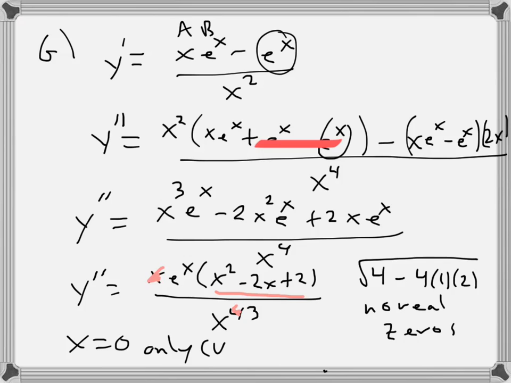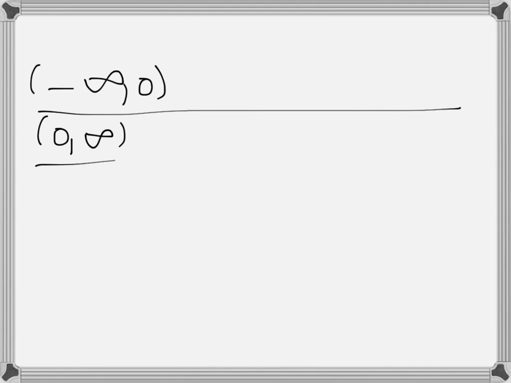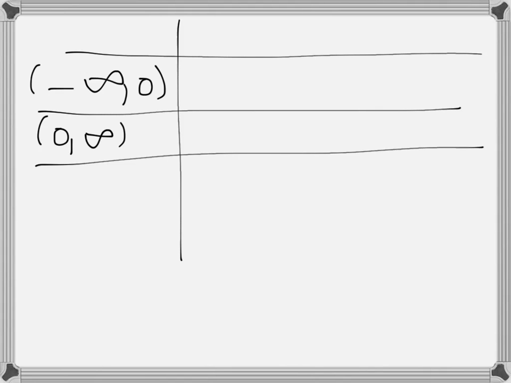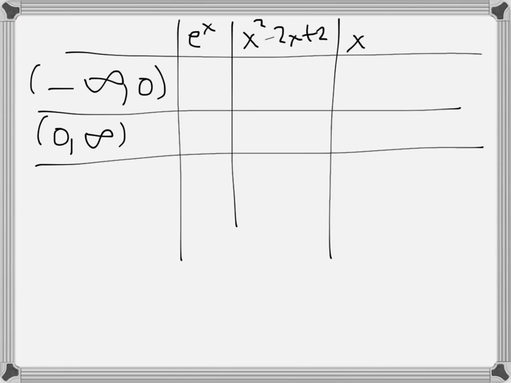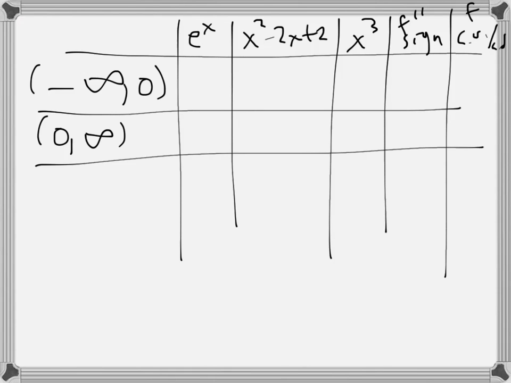So now I need to make a sign chart. So let's go ahead and do that. It just goes from minus infinity to 0, and then 0 to infinity. The factors I have here are e to the x, x squared minus 2x plus 2, which doesn't factor, and x cubed. All those together will tell me the f double prime sign, and that'll tell me if f is concave up or concave down. I forgot to put room for my test values, but I'll put over here minus 1 and 1, which is what I'm going to use.